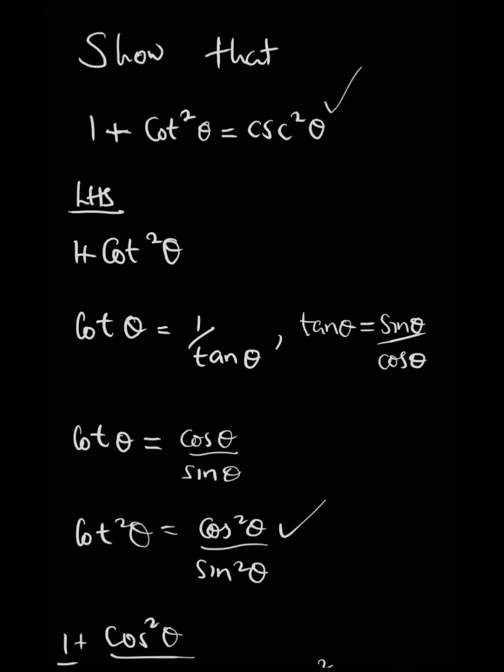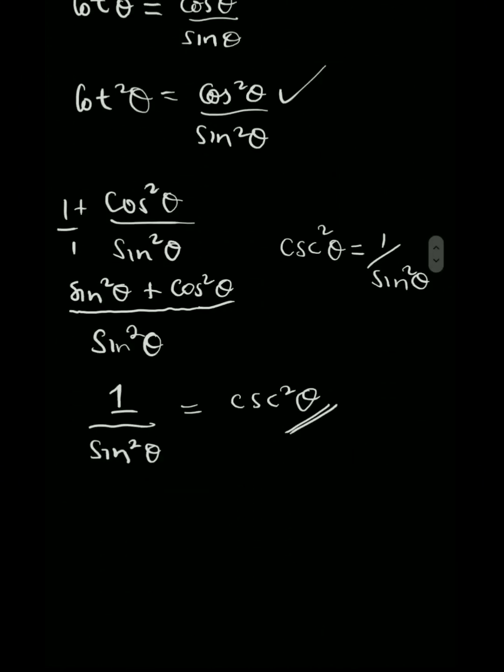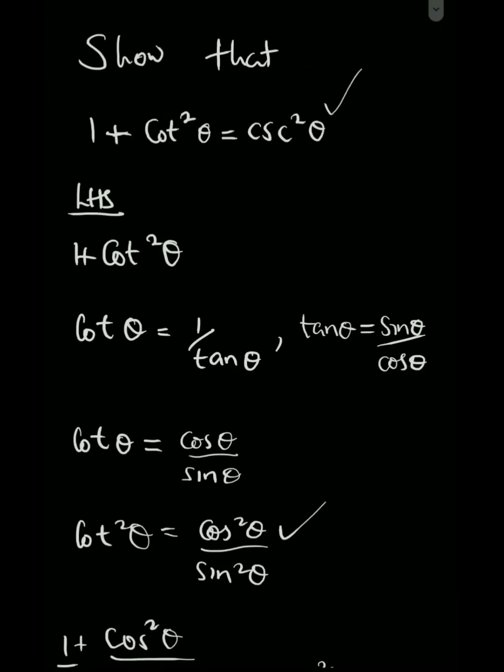So since simplifying the left gives us the right hand side, it means that this identity has been proven, or we've simply shown that the left, which is 1 plus cot squared theta, is indeed equal to cosec squared theta.